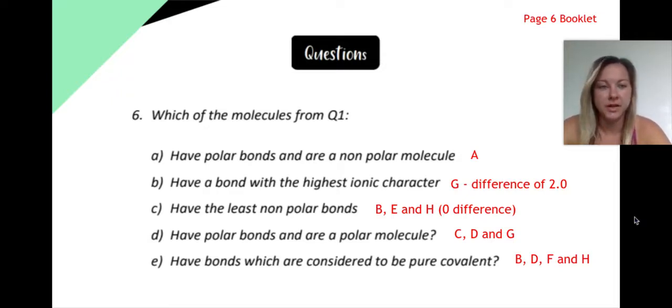So this is just a little exercise to have you looking at all of these molecules. Can you identify where the polar bonds are, but we have a non-polar molecule, and the highest ionic character is the biggest difference in electronegativity? So we're really just looking to exercise all of the skills that you have picked up in the last couple of lessons and make sure that you know how to answer all of these questions. That is the end of the lesson.